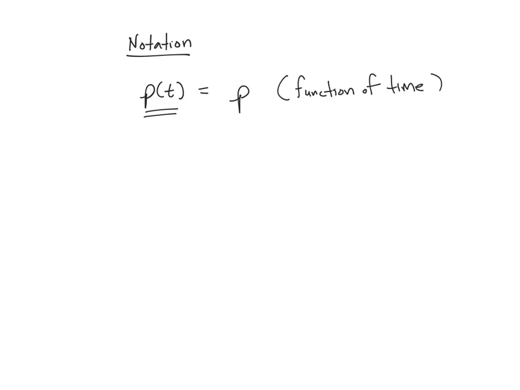Even though I'm not writing the parentheses with a t inside of it. This is going to be in contrast to when I use capital of the same variable, in this case. This is still denoting power, but I'm implying that the power is constant with respect to time.